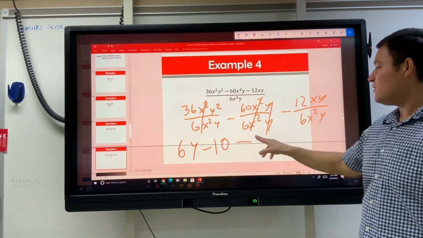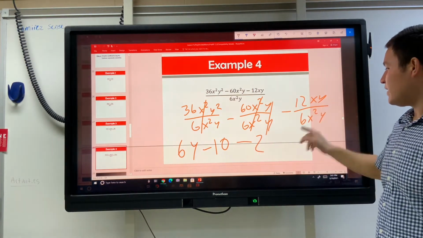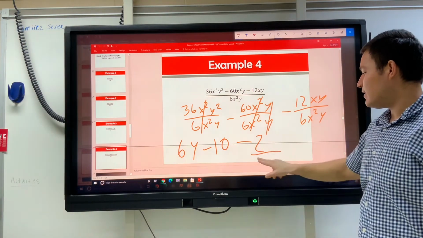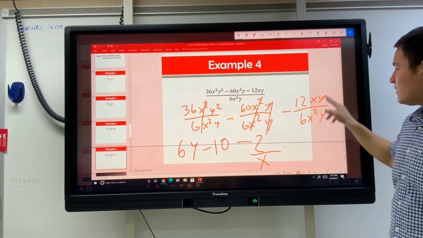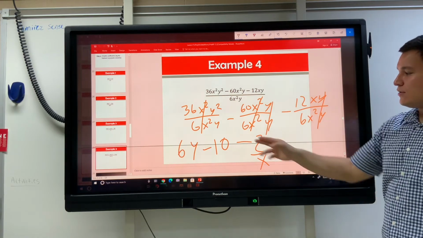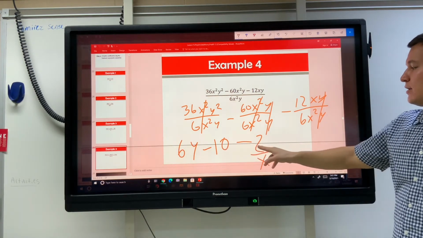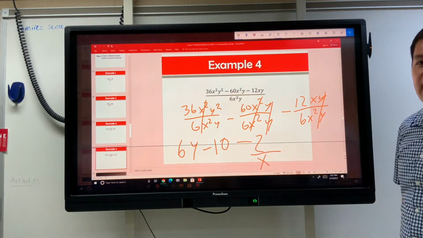Minus 12 over 6, it's 2. X over x squared has an x in the denominator. Y over y cancels. So we have 6y minus 10 minus 2 divided by x.